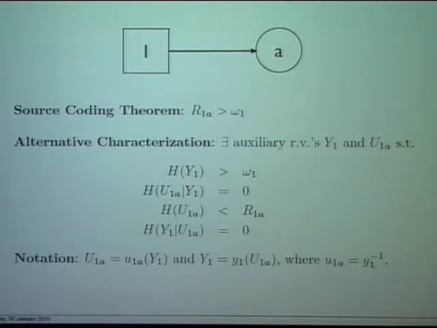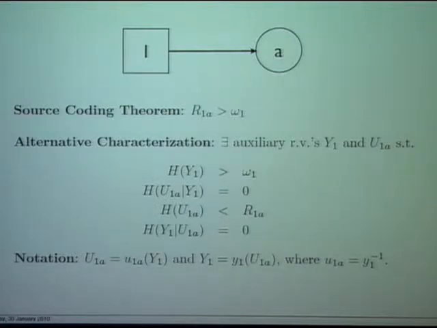Now the second requirement is that the entropy of u1a given y1 is equal to 0, which means that what you send out on the link should be a function of the information source, or the proxy of the information source. And the entropy of this variable representing what you send on the channel must be upper bounded by the rate constraint R1A. And then finally, the entropy of y1 given u1a is equal to 0 says that y1 must be reconstructible from u1a, y1 being the proxy of the information source. And as we are going to see, once you can recover y1, you can also recover the source. I'm going to give you an illustration on that.